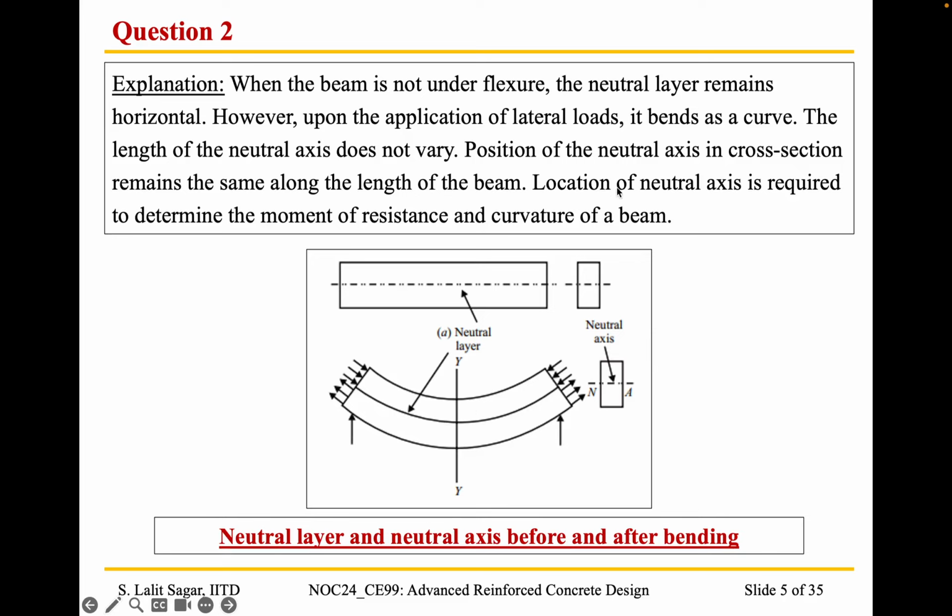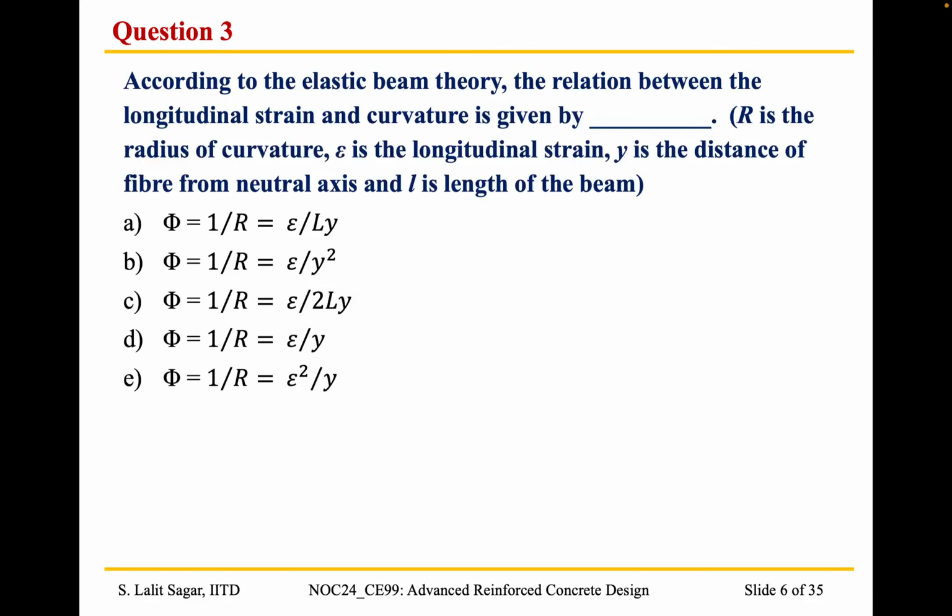the depth at which the neutral axis lies is the same along the length of the beam. And lastly, as we saw in option D, the location of the neutral axis is required in order to determine the moment of resistance and the curvature of a beam. Okay. Moving on.